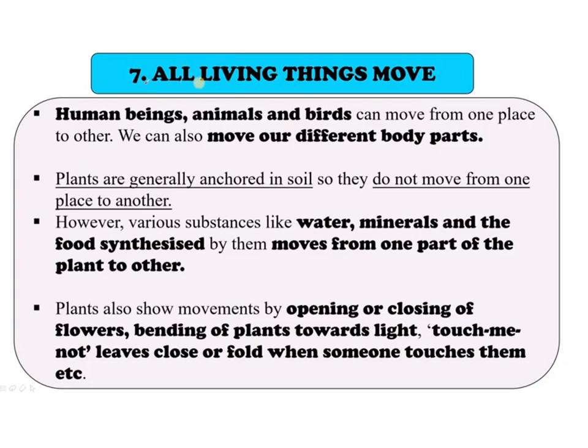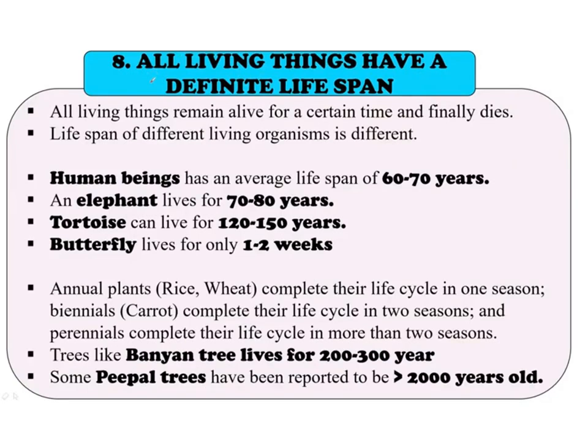Human beings, animals and birds can move from one place to another, and we can also move our different body parts. Plants are generally anchored in the soil, so they do not move from one place to another. However, various substances like water, minerals and the food synthesized by them move from one part to another part of the plant. And plants also show movements by opening or closing the flowers, then bending of plants toward light, that I have already told, that is phototropism.